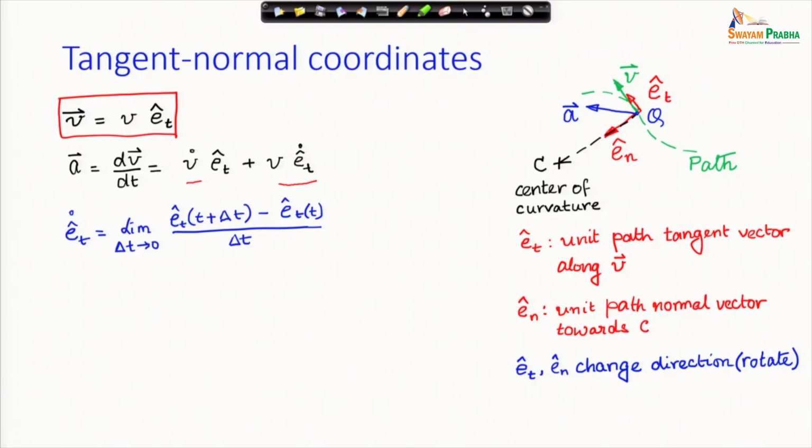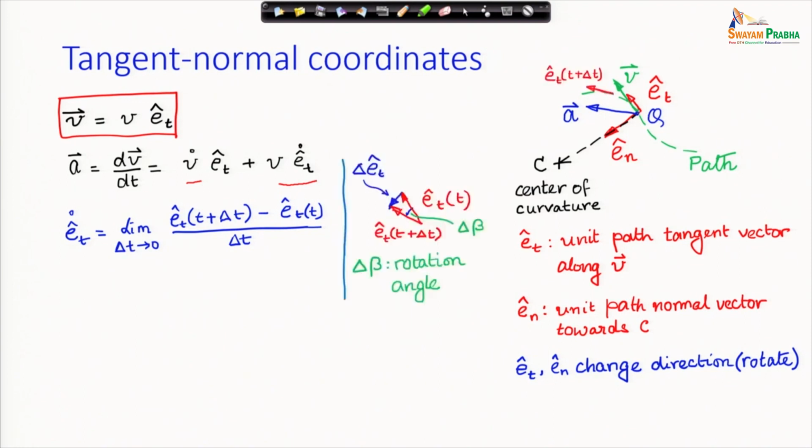E t dot can be defined simply as the limit as delta t tends to 0 of E t at t plus delta t minus E t at time t, divided by delta t. Now, how do I do that? Here I have shown, first, let us look at this figure.